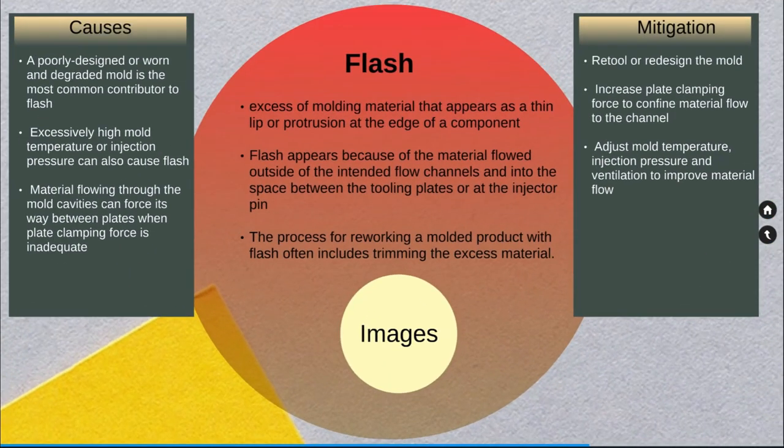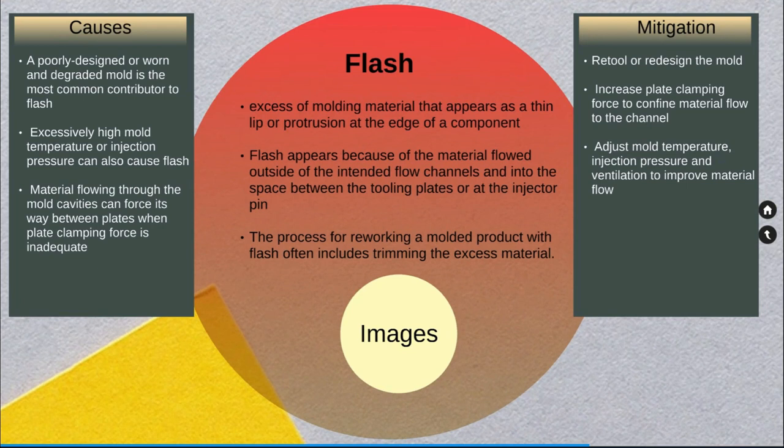The causes are: a poorly designed or worn and degraded mold is the most common contributor to flash. Second, excessively high mold temperature or injection pressure can also cause flash. And third, the material flowing through the mold cavities can force its way between the plates when the plate clamping force is not sufficient. So what are the mitigation plans to reduce this kind of flashing?